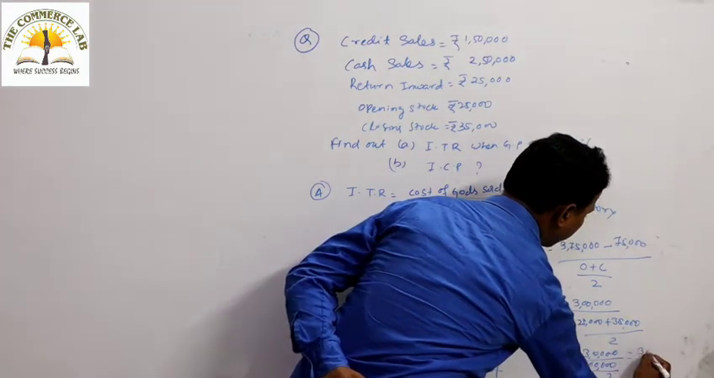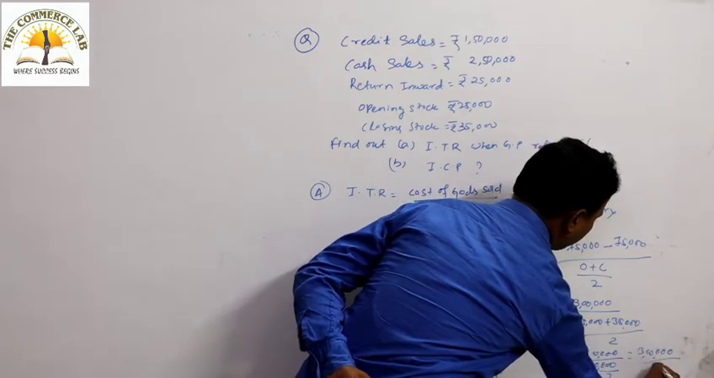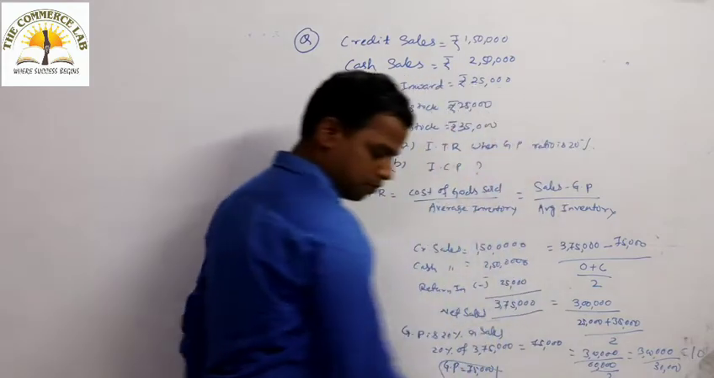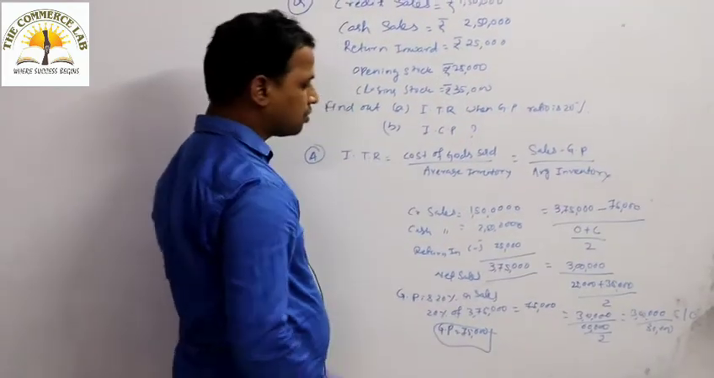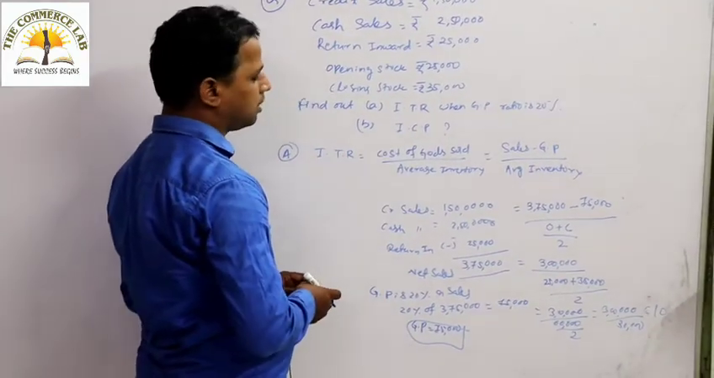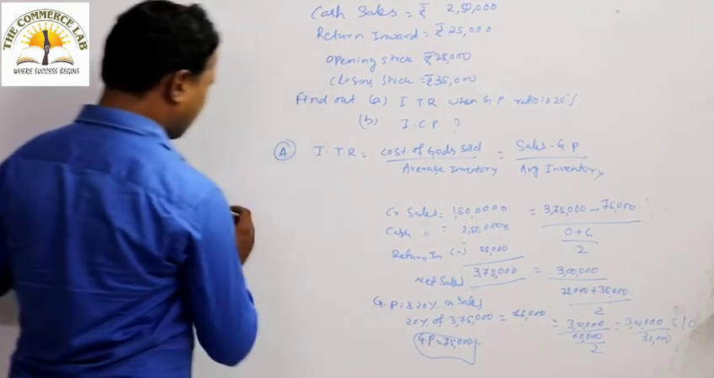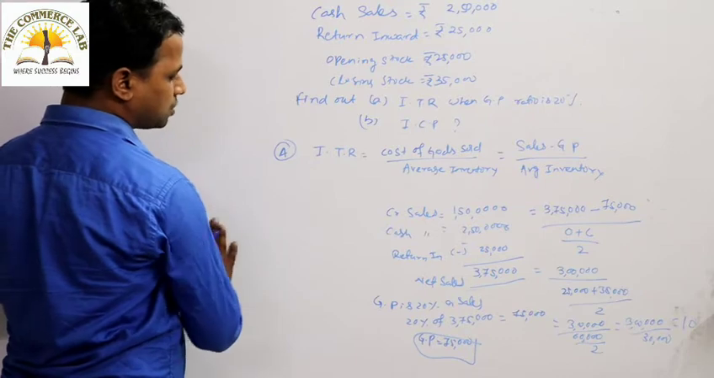So 3 lakh by 30,000. So what is the answer coming? 10 times. So the inventory turnover ratio we calculated from this particular question is 10 times. Then what is the next part we have to solve?